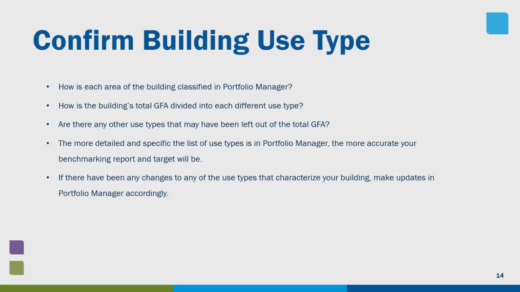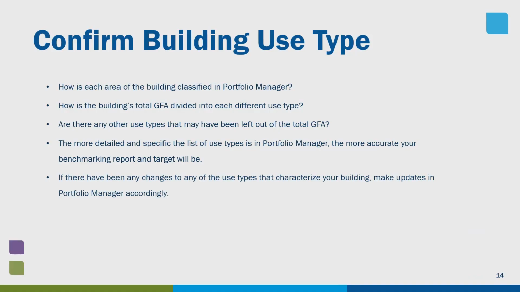Step 3. Confirm the use type of your building. How is each area of the building classified in Portfolio Manager? Did you know that Portfolio Manager has more than 80 types of building uses? Has tenant turnover occurred? How is the building's total gross floor area divided into each different use type? Has the building or tenant spaces within the building been repurposed from one use type to another? Have there been additions or demolitions which have altered the square footage of each separate use type? Are there any other use types that may have been left out of the total gross floor area?